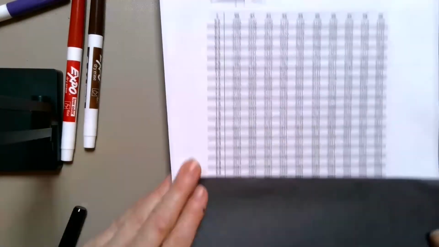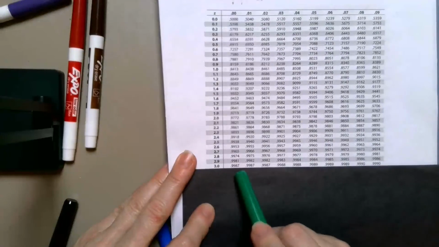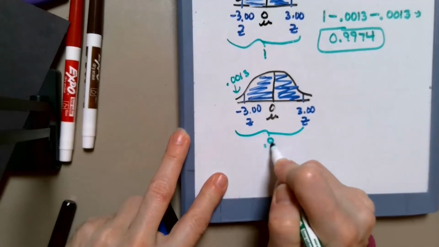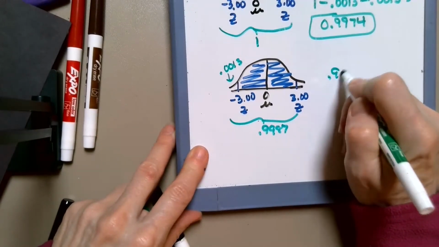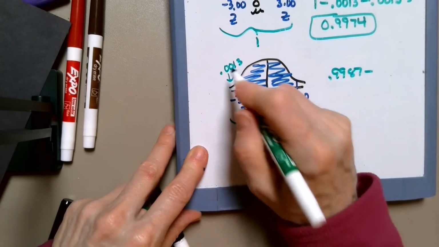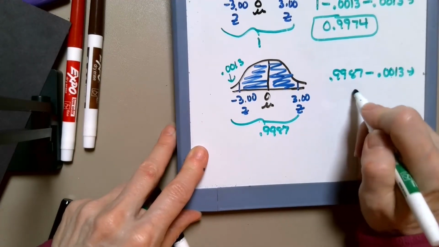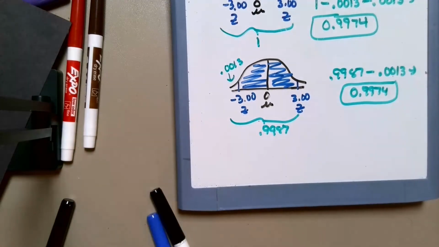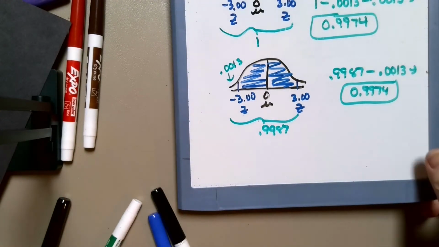I go to 3.0 and then 0 hundredths, and I get 0.9987. That is the area to the left, all the way including the left tail. So to get the shaded area, I take 0.9987, taking away the unshaded left tail, 0.0013, which gives me 0.9974. Exactly the same answer I got doing this problem a different way. So either way is good.